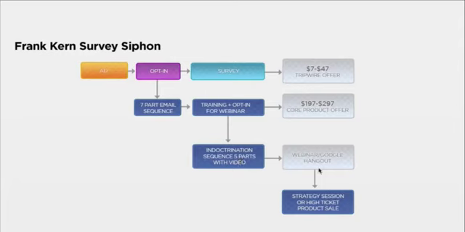Then when you get them on the webinar, you teach your content, you really help them out, and then you have your call to action at the end, which, if you're selling a product, could be to go order a high-ticket product like Frank does. You may have seen his mass conversion promotion lately. That's what he's doing there. Or, if you need to sell over the phone, the call to action could be to apply for a strategy session, which Frank also does with this model. So that's the Frank Kern Survey Siphon.